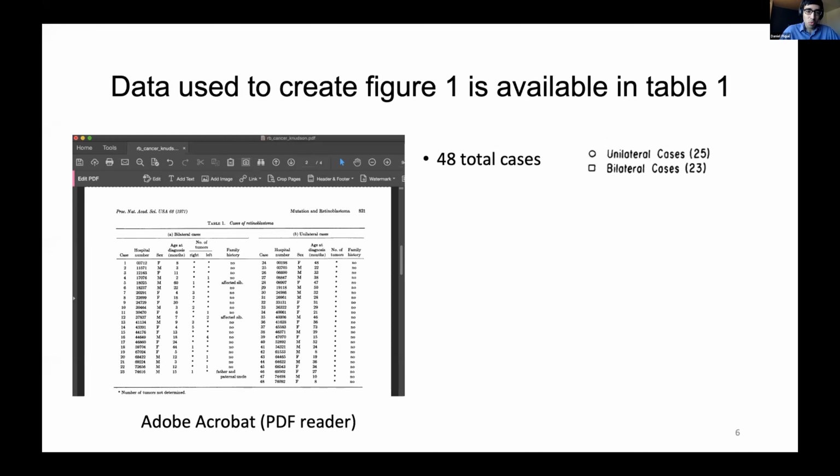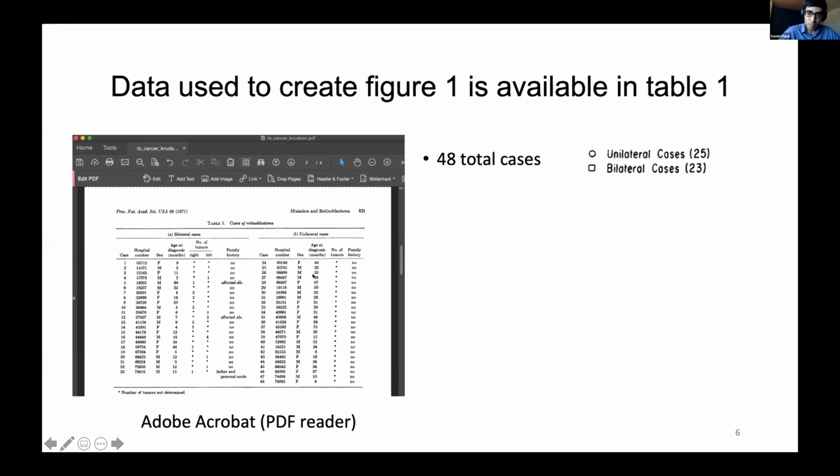Okay, so from looking at the paper, I could see that the data that Knudsen used to create figure 1 was probably available in table 1, and I'll show a screenshot of that here. There are 48 cases. We can see the 25 unilateral here, and then the 23 bilateral cases sort of chunked into groups.